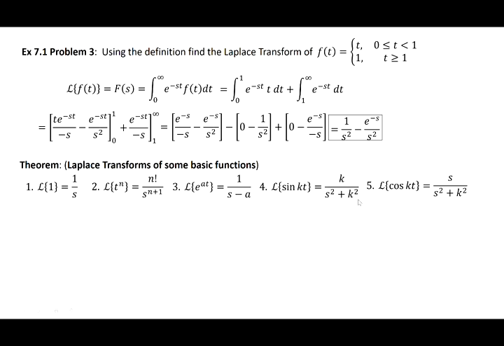The book talks about Laplace of cosh and sinh also. I won't do that. If you see any problem on cosh and sinh, ignore it. Don't worry about it. After all, sinh x is nothing but e to the x minus e to the negative x over 2, and cosh x is e to the x plus e to the negative x, the quantity over 2.